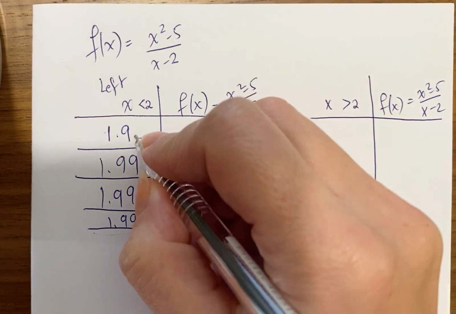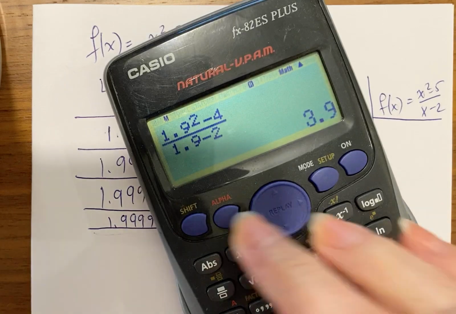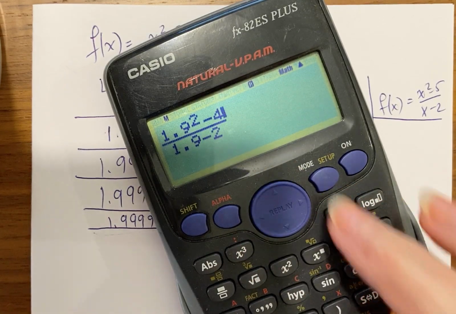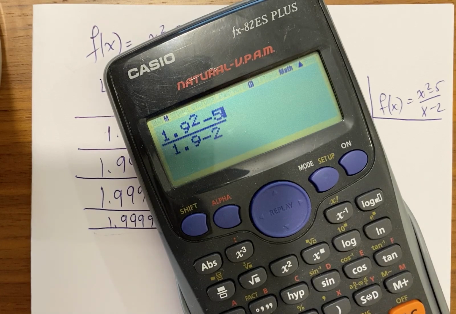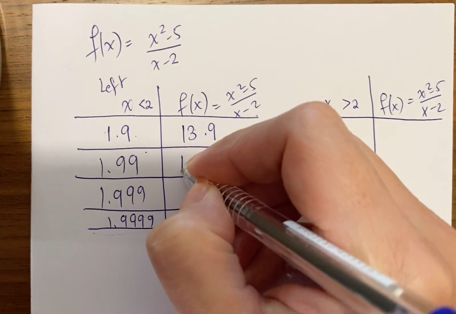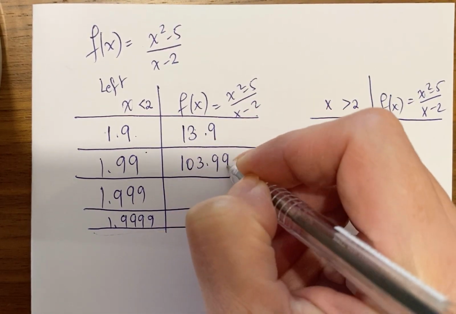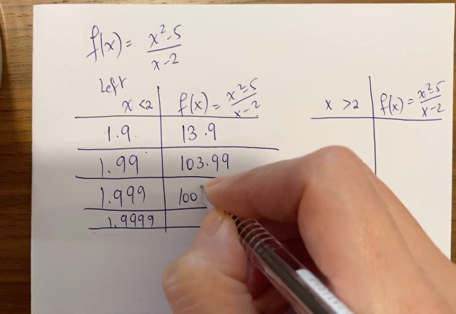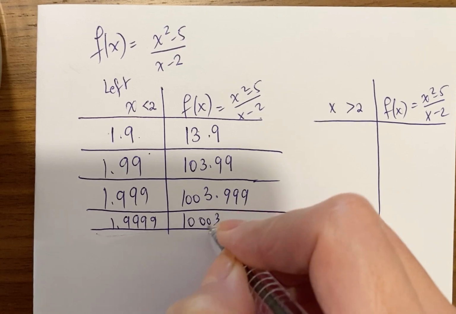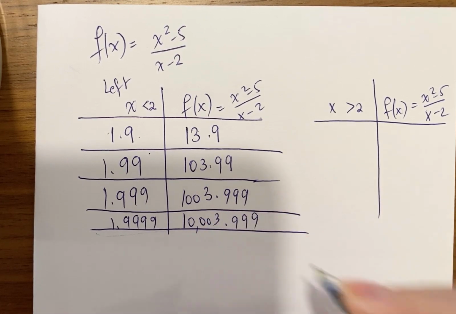Over here, when you choose it, you go to this. See, instead of -4, this has to become -5. And the answer is 13.9. We do exactly the same thing. Here we will get 103.99. Here 1003.999. Here 10,003.999. What do you notice?